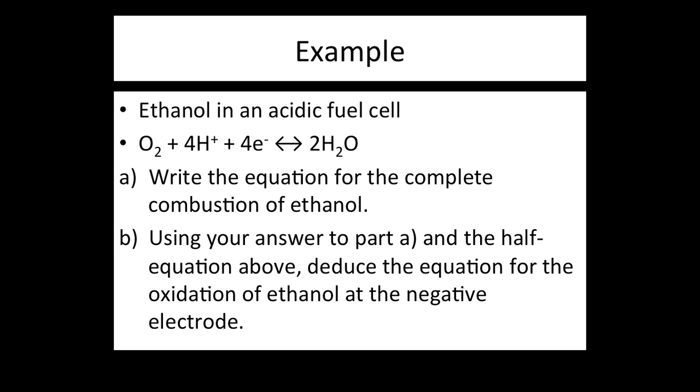This time you're going to try and deduce the half equation that occurs with ethanol. On this slide is the reaction that occurs at the positive electrode with oxygen. You firstly need to write the equation for the complete combustion of ethanol, then using your answer to part A and the half equation on this slide, deduce the equation for the oxidation of ethanol at the negative electrode. Pause the video now whilst you try and work it out.